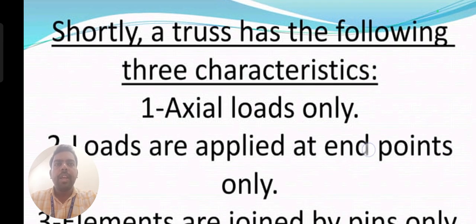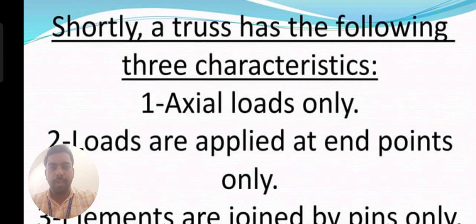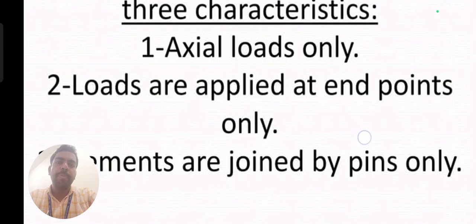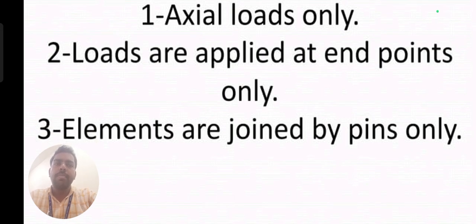A truss has the following three characteristics. One is axial loads: the truss should carry axial loads only, and loads are applied at the endpoints only. In trusses, loads do not act on the middle point of the members. If the load acts on the middle point of a member, that is called a frame. So in a truss the load acts only at joints, and the elements are joined by pins only. These joints are mostly pin joints.